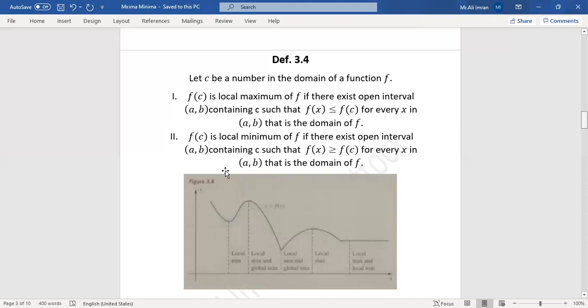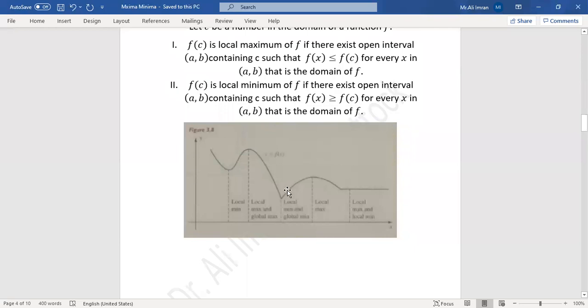This is the graph of a function y equals f of x. Now, in this graph, this is the highest peak, which is called the global maximum. If we see the highest value in the total interval, that is called the global maximum value. If we look around the highest value in a sub-interval, that will be called a local maximum value.